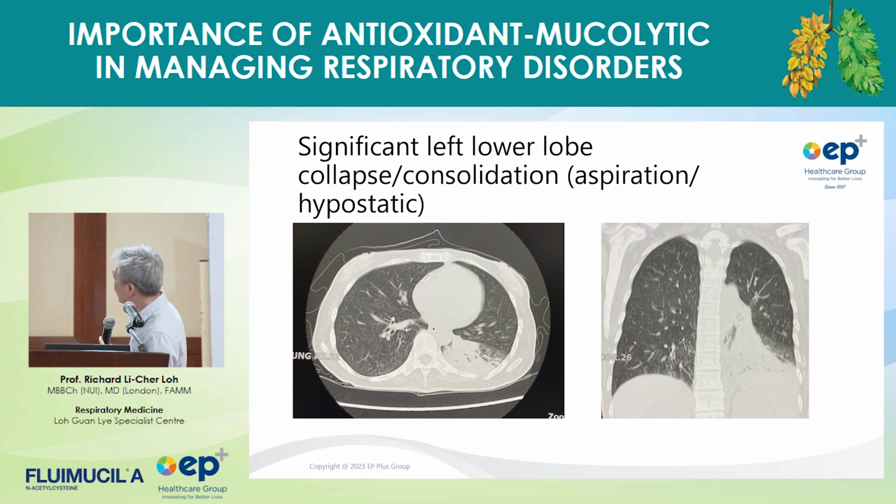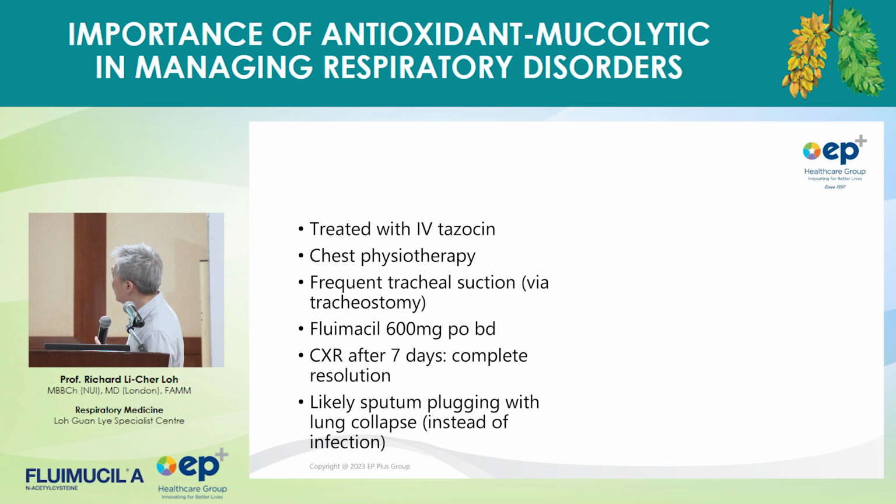Then it's the left side, she got it this time, CT shows very significant. Because X-ray can't show very well because it's blocked by the heart here. So a lot of times it's quite deceptive. You look at her, chest X-ray looks okay, but the heart blocks what is seen behind the heart. So treated with Tazocin, chest physio, which is the most important, suction a lot of the trachea, give Flumasil twice a day, and then chest X-ray improved almost completely in 7 days. So most likely it's mucus plugging with lung collapse instead of just an infection.